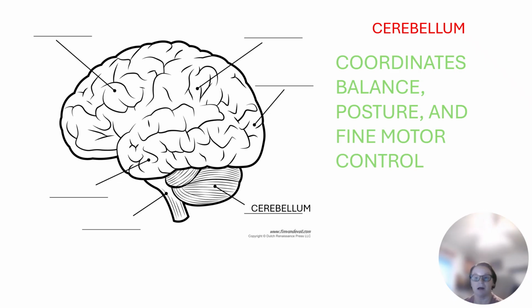Next, we have the cerebellum, and as you can see, it is marked in the diagram, and it is located beneath the cerebrum towards the back of the brain. And it is responsible for the coordination of balance, posture, and other fine motor controls.